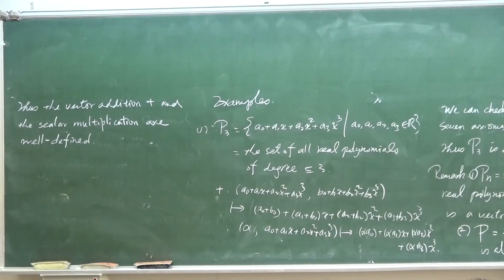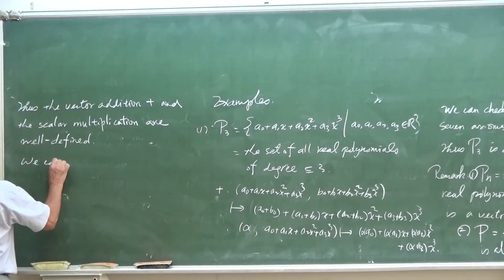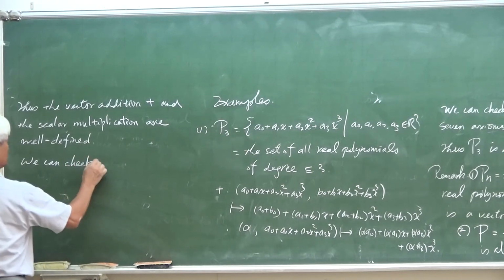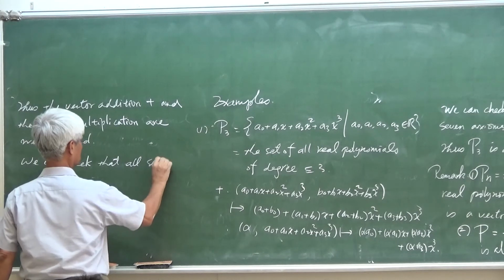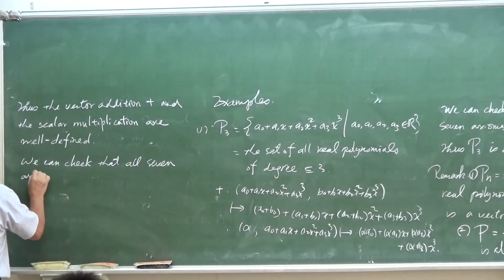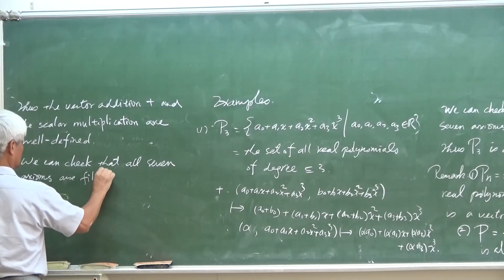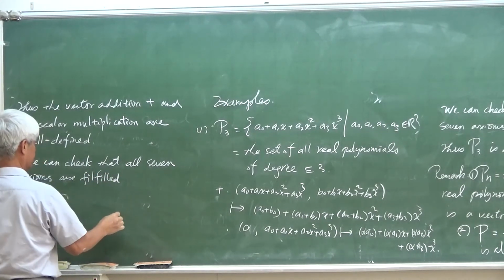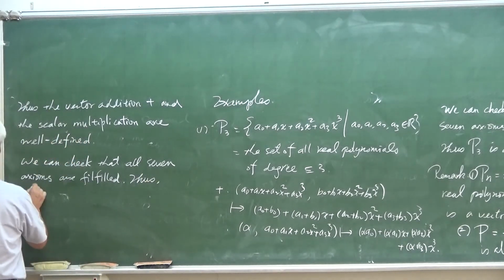Once you have done that, for the other 7 axioms, we can check that all 7 axioms are fulfilled. Yes.